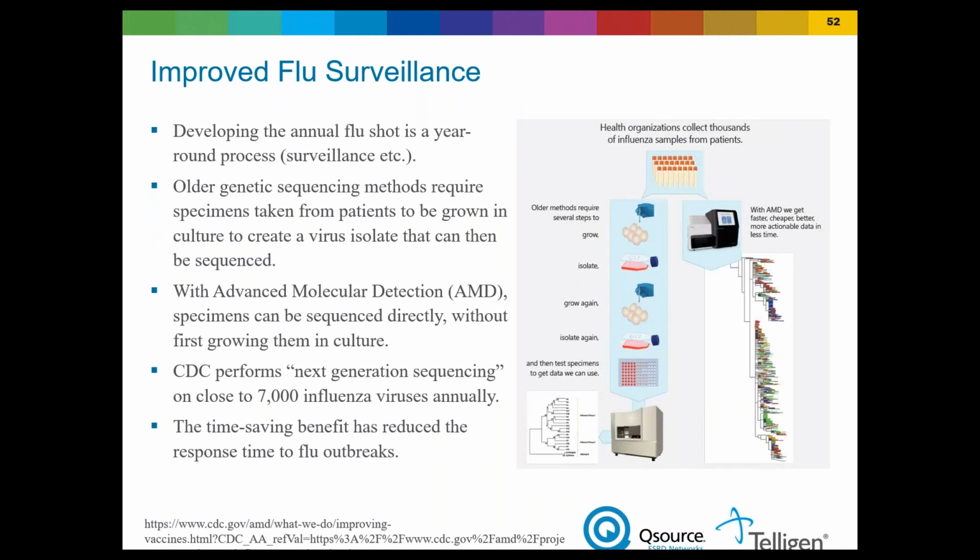So as I mentioned, they do go through flu surveillance and revisions of the vaccinations on an annual basis. In the past, though, this had involved taking patients and growing in cultures to create the virus isolate that can then be sequenced. And with technology, we have been able to advance these methods and shorten the time that it takes to arrive at the best vaccines possible. And this has also enhanced other vaccinations such as COVID vaccine during this pandemic.